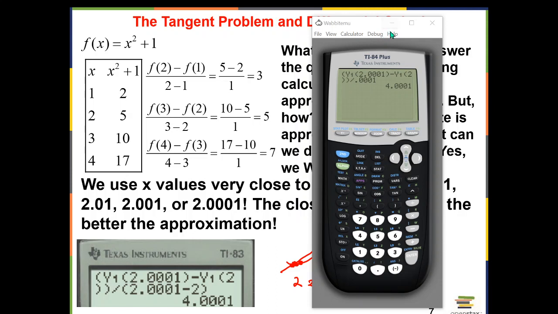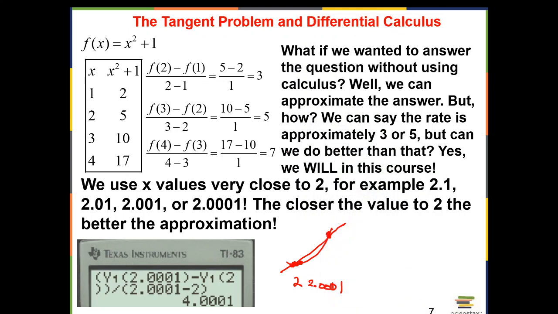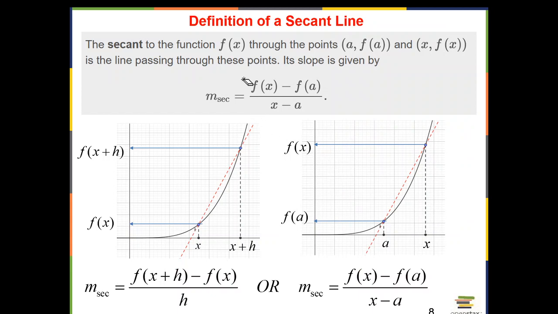That's the best estimate. If we want a better estimate, we could go closer to 2, like 2.00001, but there is no end to this process. So with algebra, we can never find the exact answer. This idea of finding the average rate of change has a name in calculus, the secant line. So what is a secant line? Basically, a secant line is a line that connects two points on a curve.